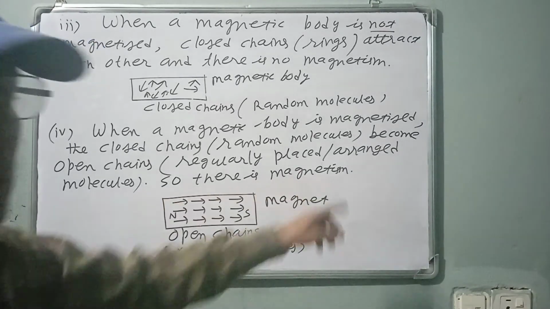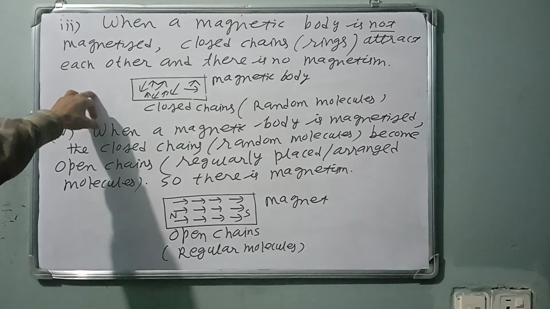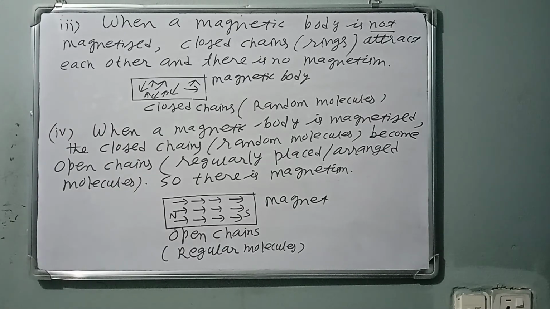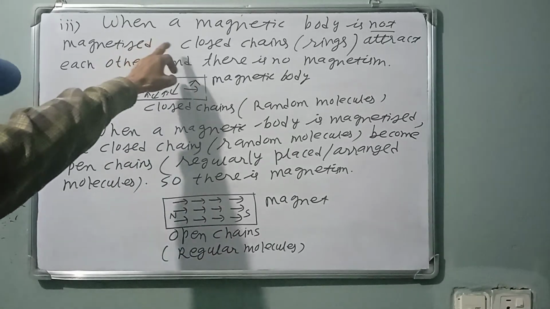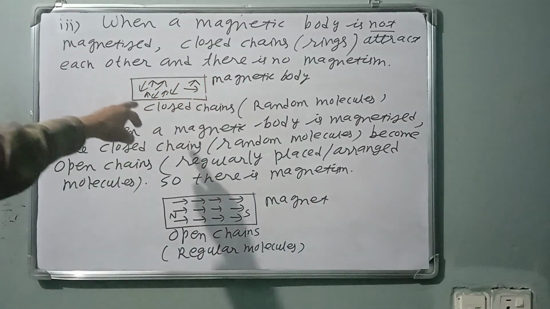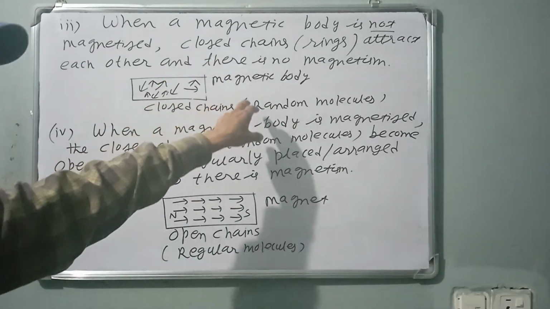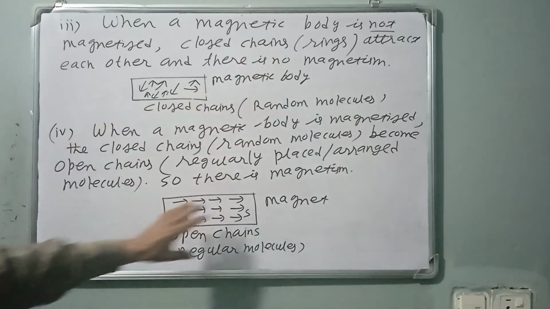So there is magnetism. Point number one is a magnet can be made from magnetic body. Point number 2, each and every magnet has 2 poles which cannot be separated. And a magnet can be broken into many smaller magnets called magnetic domain. Point number 3, when a magnetic body is not magnetized, closed chains are formed. Means the molecules are random and there is no magnetic force because they attract each other.